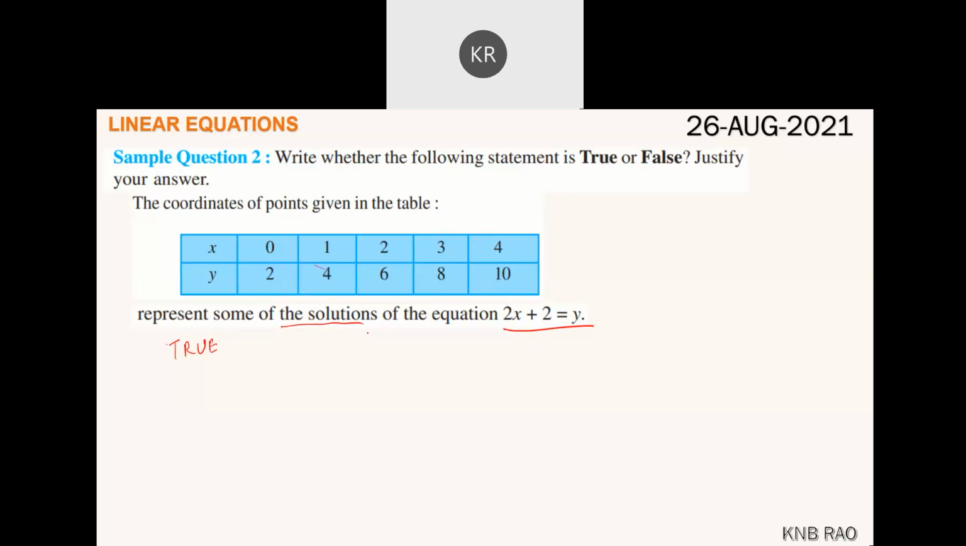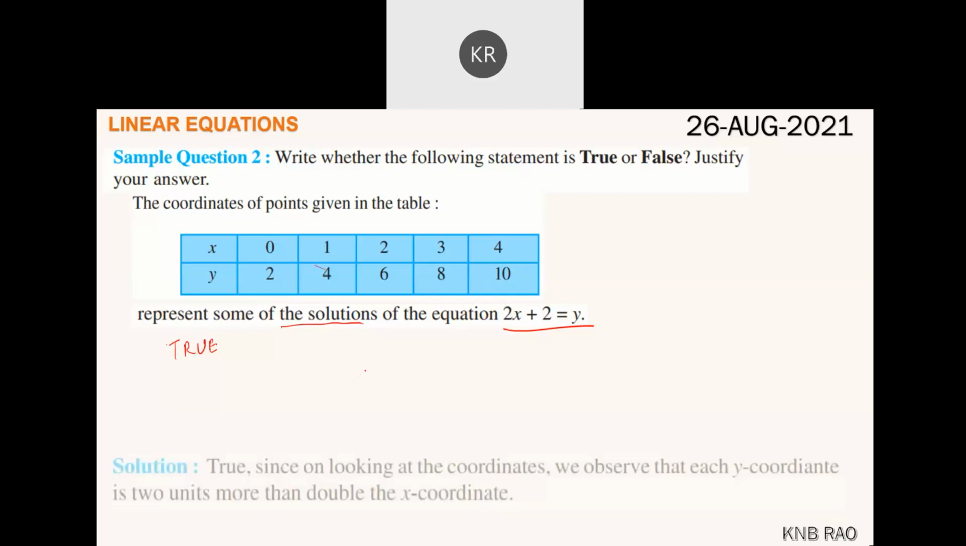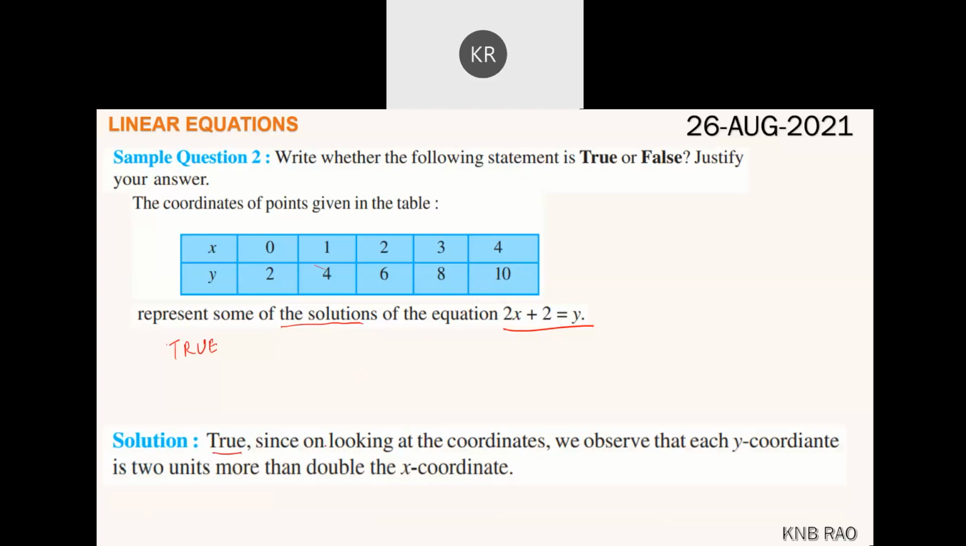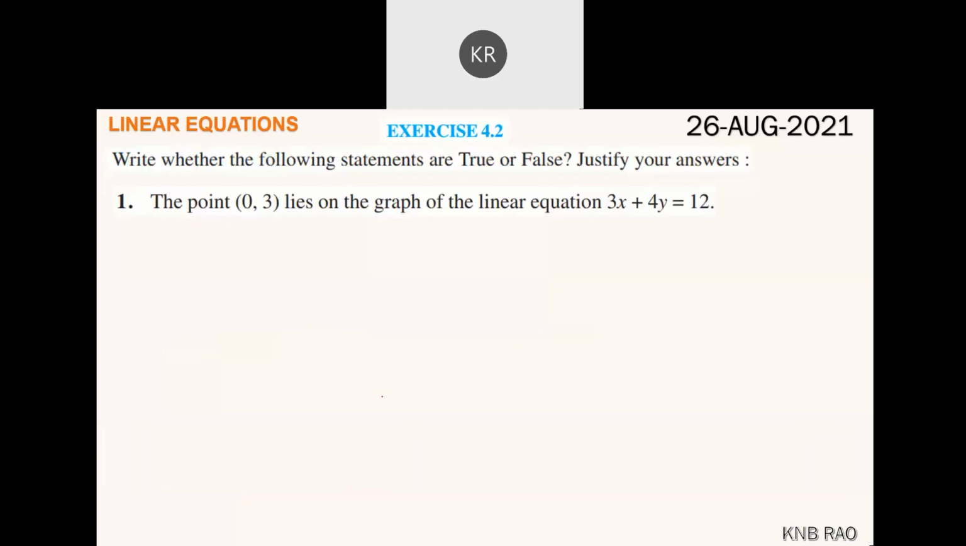All sides are satisfied, sir. All satisfy. That's the way of taking your judgment. Now coming to the solution, it is true, since on looking at the coordinates, we observe that each y coordinate is 2 times the x coordinate and 2 units more than the double of the x coordinate. So it's becoming true.